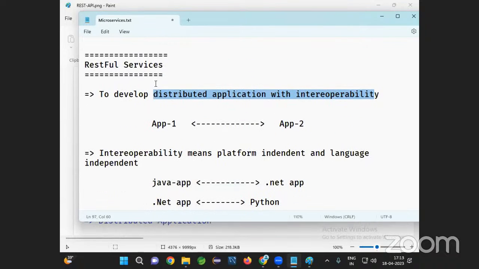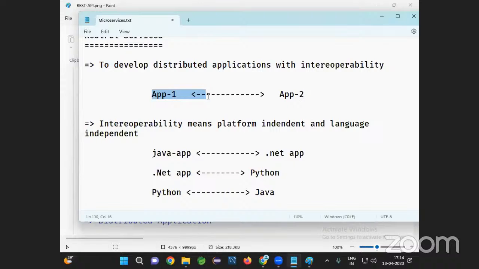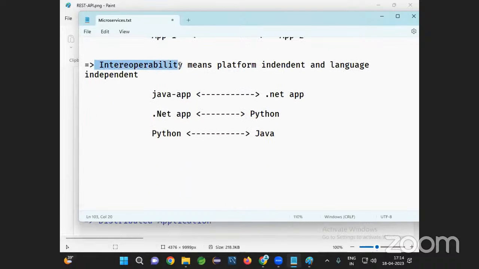Why we are going to learn this? RESTful services are used to develop distributed applications with interoperability. Distributed application means one application can communicate with the another application. When one application is communicating with the another application, both may not be developed with the same technology. That means we want to achieve interoperability. What is the meaning of interoperability? Irrespective of the platform, platform independent and language independent.